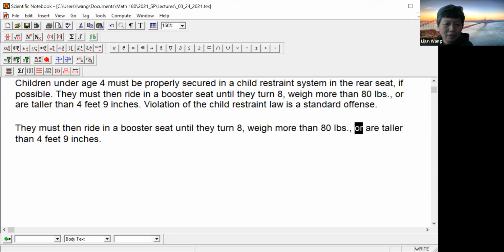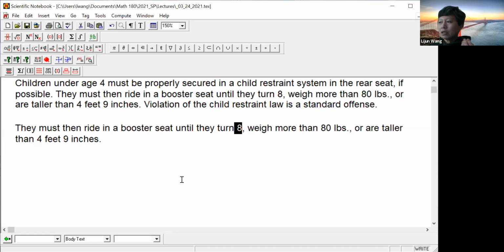I think that the law, the interpretation, obviously this person didn't study logic or something. Or maybe they just use common sense. But anyway, usually legal statements are very, very clear on and or, they should be. Otherwise there are going to be loopholes, right? So there will be three cases. They must ride in a booster seat until they turn 8.